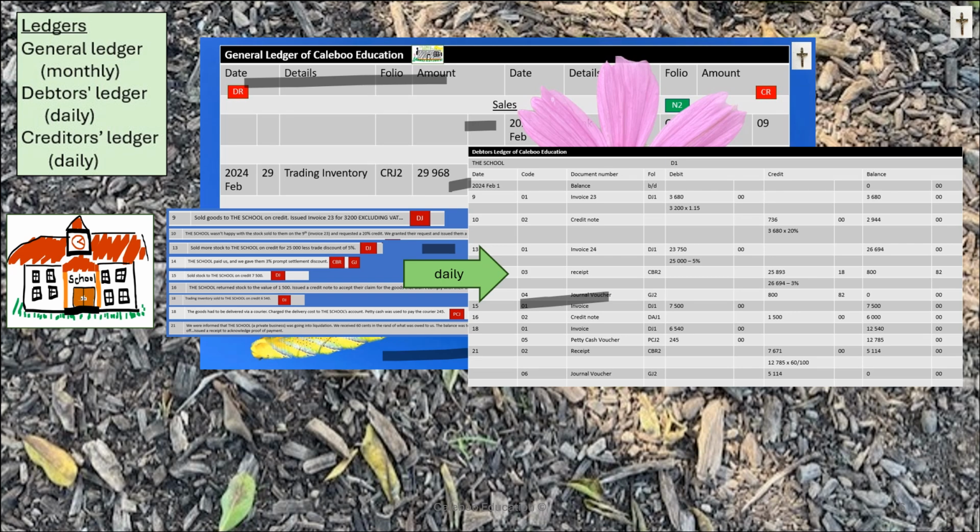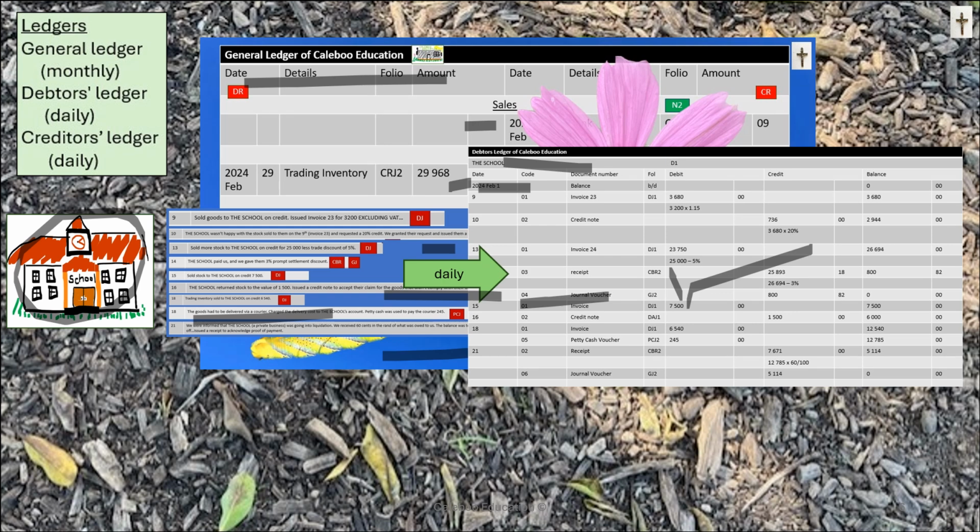Then I will demonstrate a debtors ledger, and here we have the school. We sell to them on credit, and these are the transactions which relate to the school for the month of February, and that information is taken on a daily basis to the debtors ledger, and this is the account of the school.